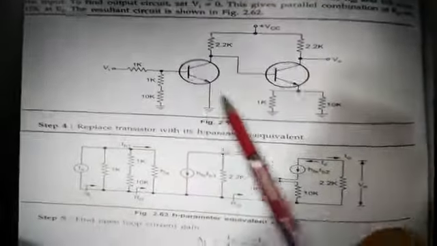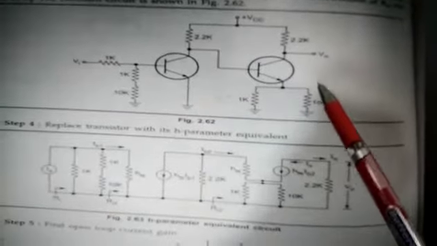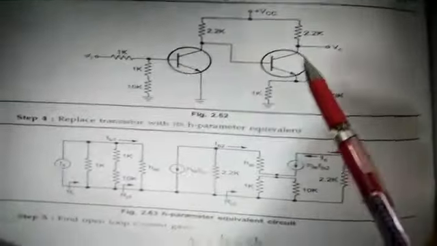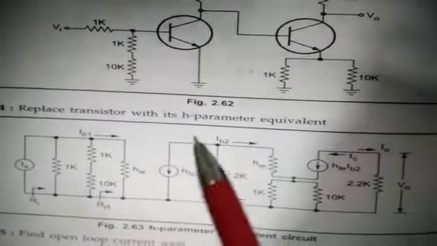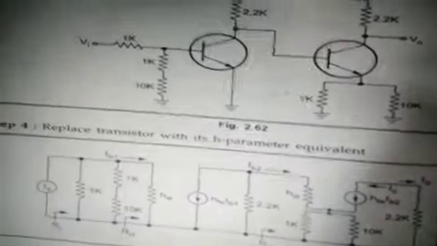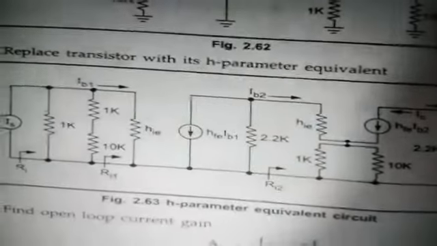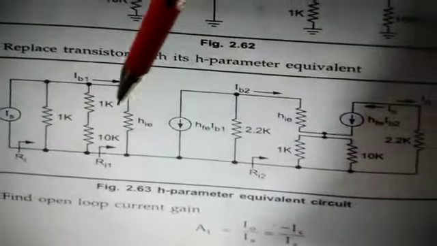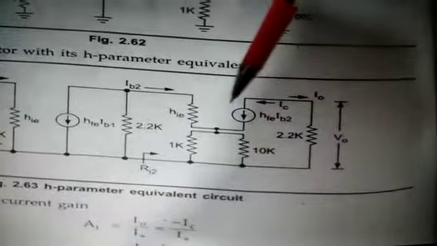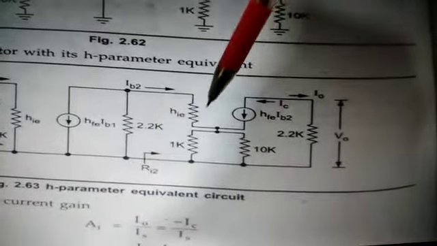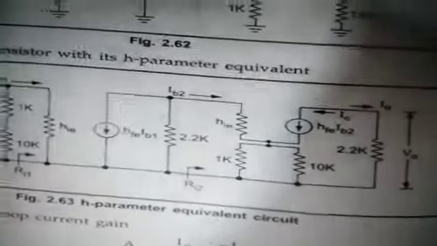So after removing the feedback, after taking the effect of the feedback, we have drawn this circuit. Later, in step 4, replace the transistor with an H parameter equivalent. Dear students, you can observe here, this is the H parameter equivalent of the first transistor and this is the H parameter equivalent of the second transistor.